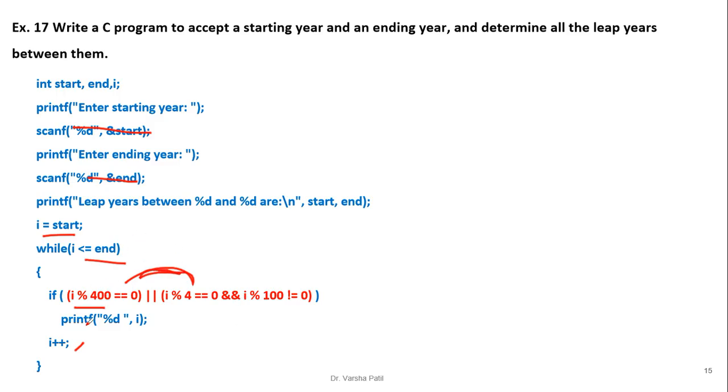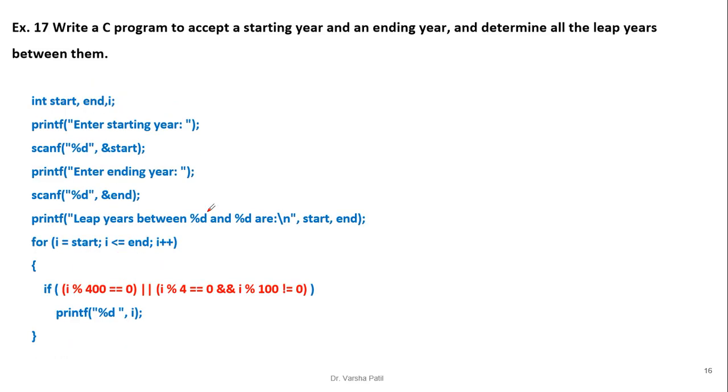If this condition is true, it will print that i, then i plus plus takes place. Here i plus plus happens for every iteration, because only if the condition is satisfied will it print the i value, or year value, that is the leap year value, and then i plus plus takes place. If we want to do the same program with a for loop, then i equal to start, i less than or equal to end, i plus plus. So this is the initialization, final condition, and increment. The increment takes place directly here.